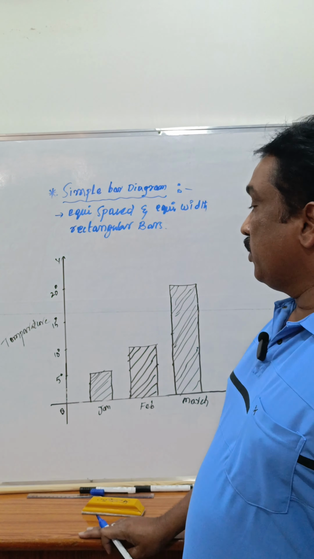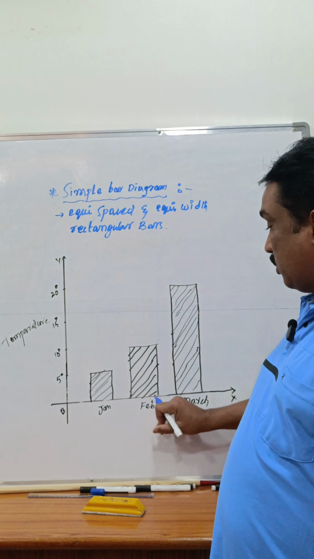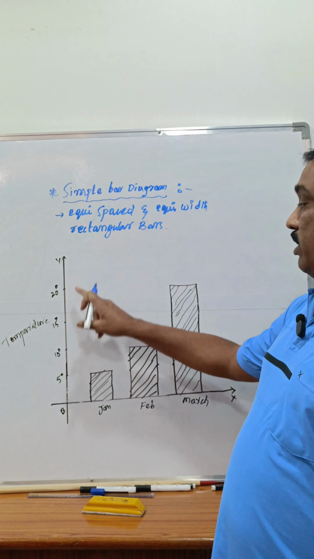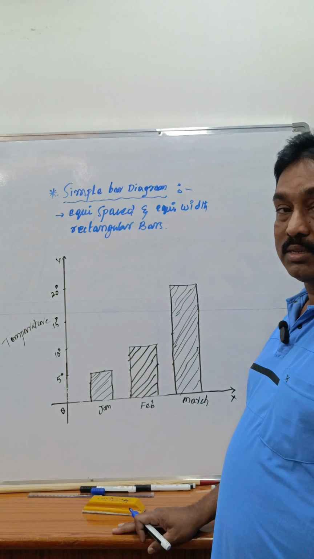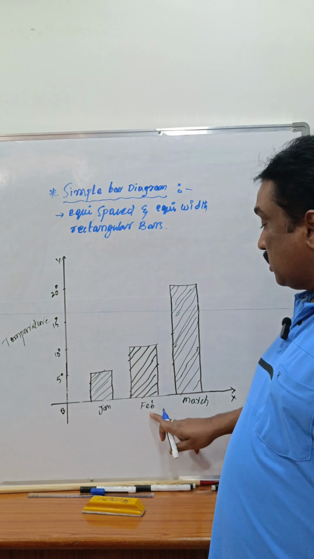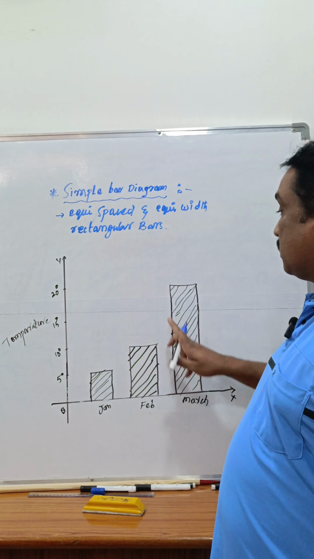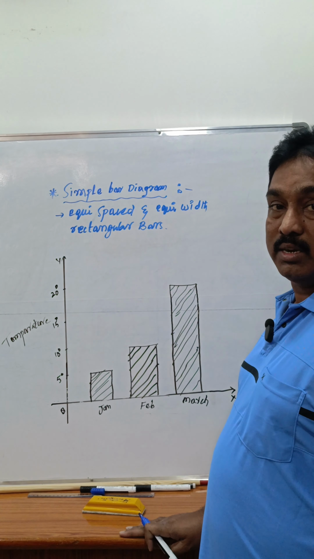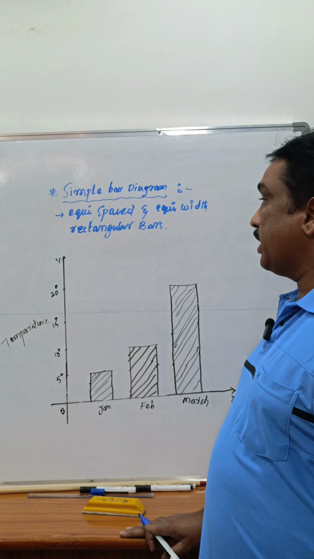For example, consider the temperature in different months, January, February, March. Here on the y-axis I show the temperature, and on the x-axis I show the month. In January the temperature is 5 degrees, in February it is 10 degrees, and in March it is 20 degrees. That is called a rectangular simple bar diagram.